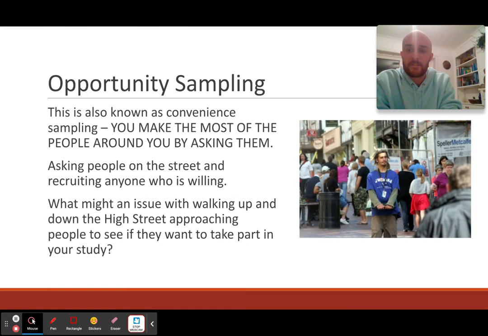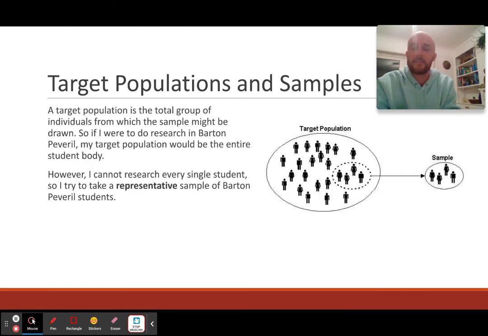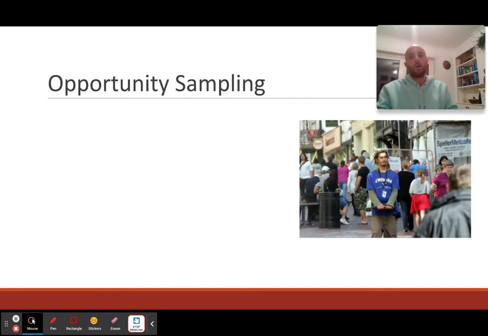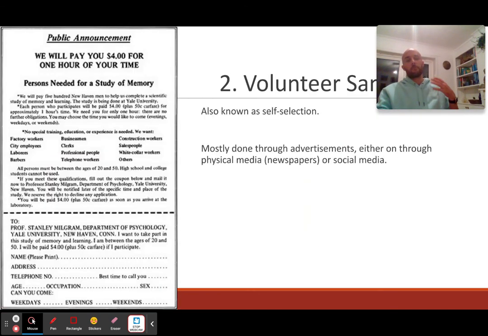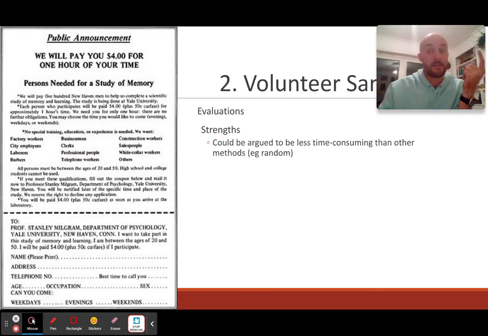Therefore, if we go back to all this, the sample we are recruiting does not accurately represent the target population, because only certain people are putting themselves forward and thus not representing the whole population. So a problem with volunteer sampling is what we'll get to in a second, but a strength is that it could arguably be less time consuming, because all you do is put up a poster and people come forward.